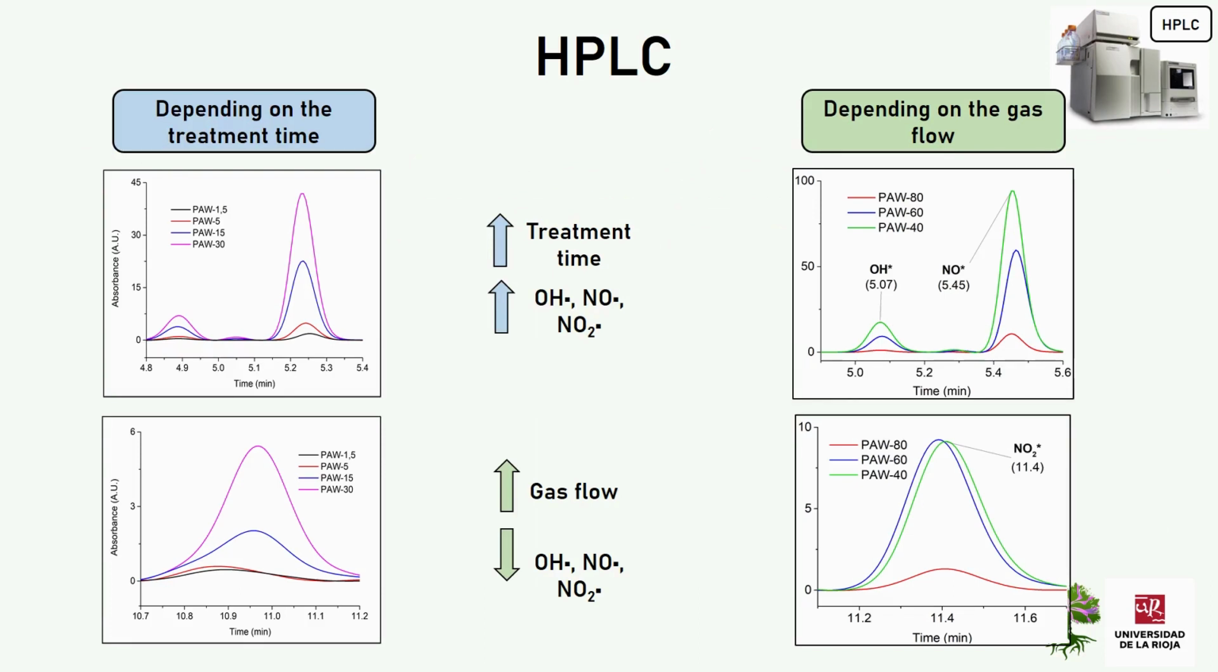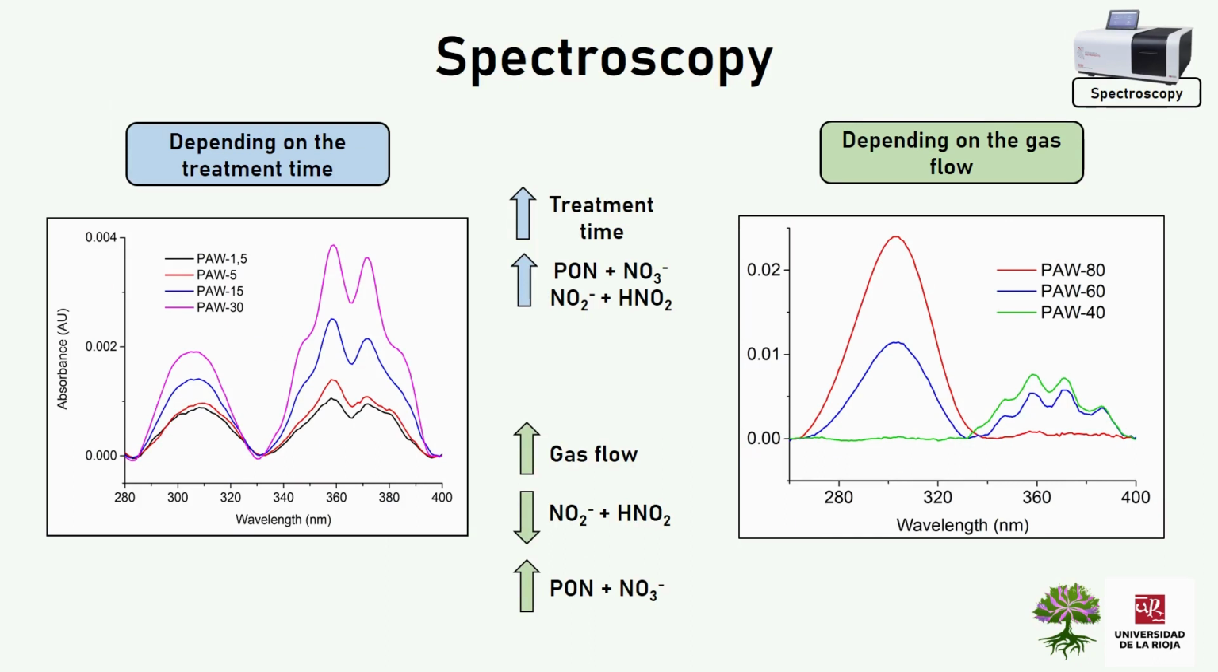Here we have 4 plasma-activated water generation times, and the absorbance of the reactive species increases when the time is higher. However, when the gas flow is higher, those reactive species go down. Furthermore, after spectroscopy, it is observed that every peak is higher when increasing the generation time. It's not in accordance with the gas flow because the fingers decrease, which is in line with the acidified nitrites in chromatography, as the previous slide shows.